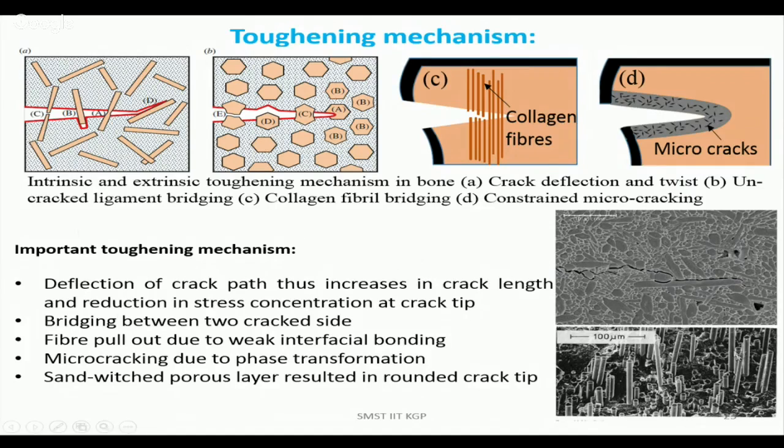Similarly, you can see another microstructure. You can see there is fiber pull out and there is some fiber breakdown. So these are all different toughening mechanisms in fiber matrix composites.